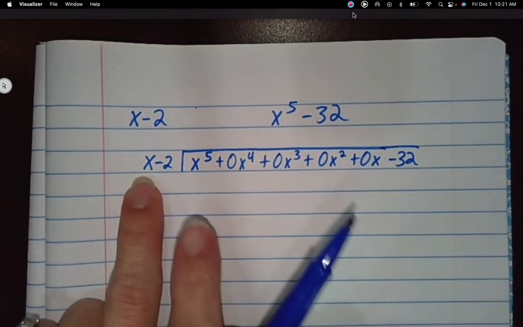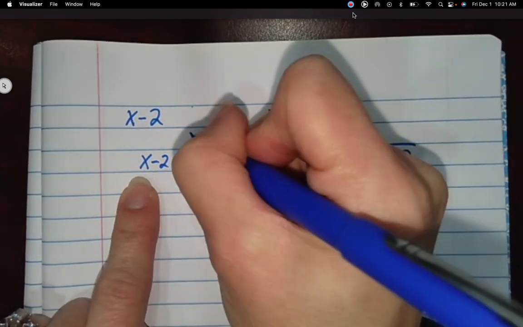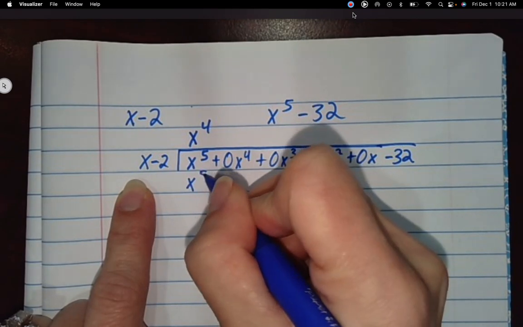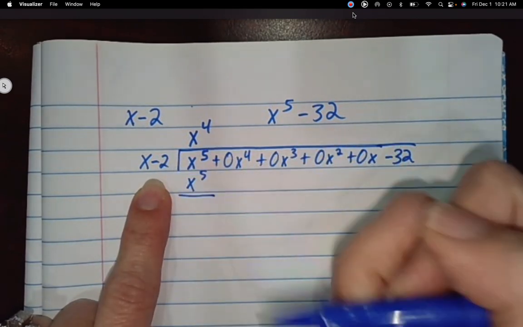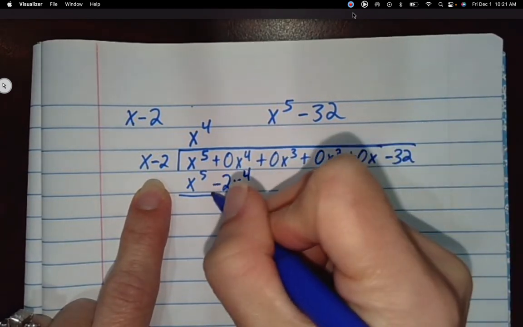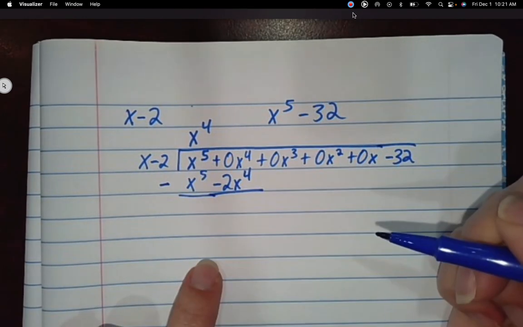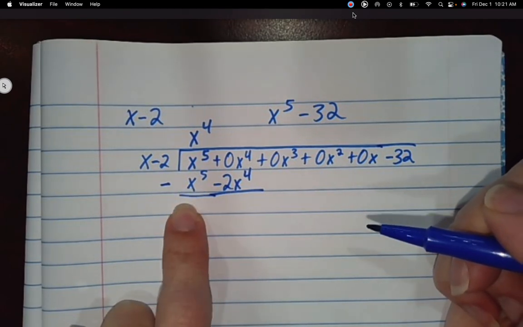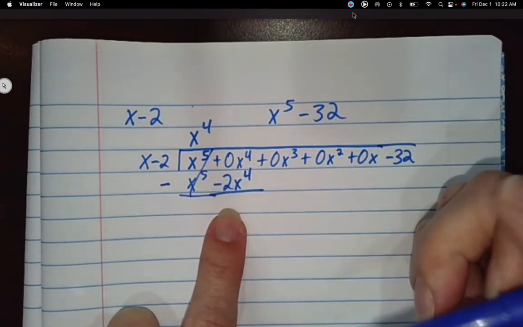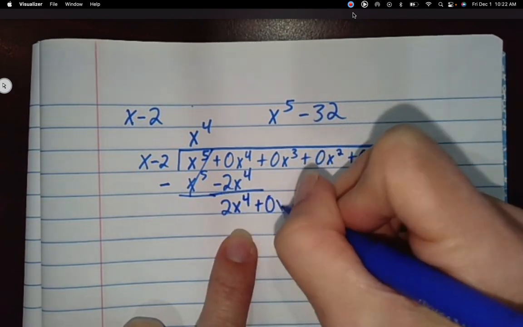What's missing? What I need to make that x to the 5th. There is no number I need, just how many x's? 4. I'm going to put an x to the 4th. So let's multiply. What is x to the 4th times x? X to the 5th. And what is x to the 4th times negative 2? Negative 2x. Yeah, and these do match. I didn't need anything in between them. Now we subtract. So x to the 5th minus x to the 5th goes away. What is 0 minus negative 2? 2x. Very good. 2x to the 4th. And you always bring 1 down.